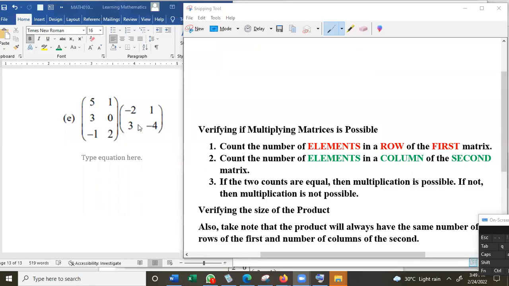No, we were asking whether or not those two matrices can be multiplied to each other. Okay. This matrix is the first one, and this matrix is the second one.